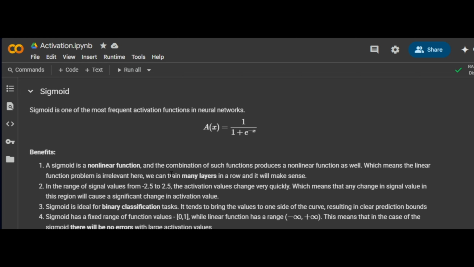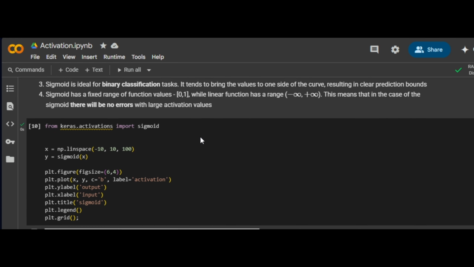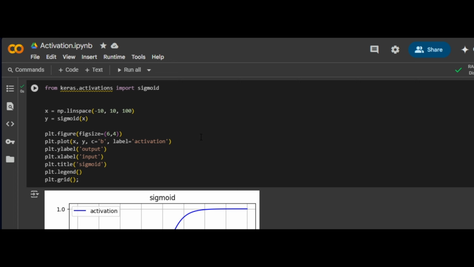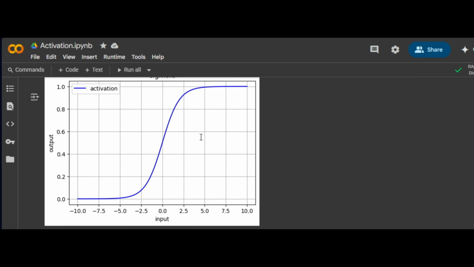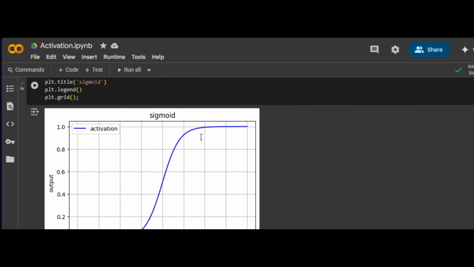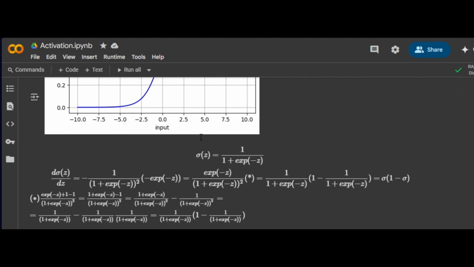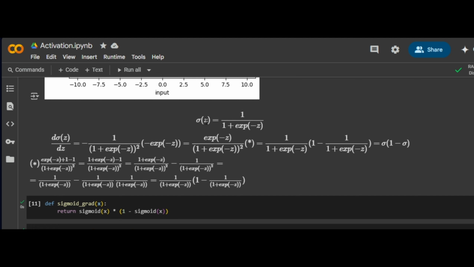Now let's look at the sigmoid function, one of the most widely used activation functions historically. It maps inputs to a range between 0 and 1. If the input is 0, the output is 0.5. If the input is large and positive, the output approaches 1. If it's large and negative, it approaches 0. This bounded output range is a major advantage. It introduces clear output boundaries, making sigmoid great for probabilistic interpretation. Also, around the input range of -2.5 to +2.5, the output changes quickly. This is where learning is most effective.